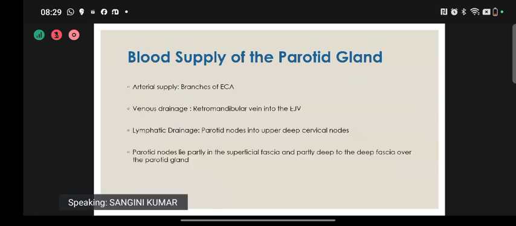The blood supply main is by the external carotid artery. Venous drainage is the retromandibular vein. The lymphatic drainage is via the parotid nodes, which are superficial and deep both, which go on to drain into the upper deep cervical nodes.